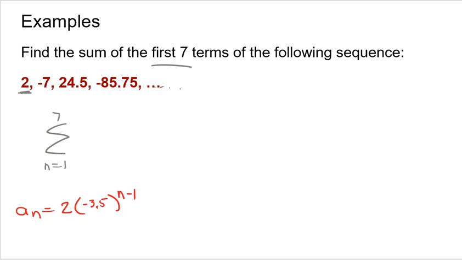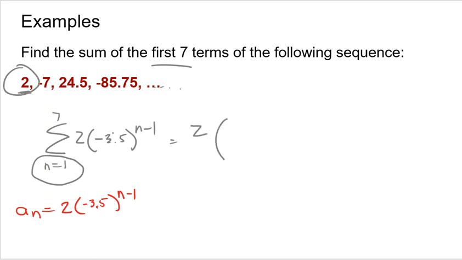All right, so here I go. Let me go back to my summation notation. So I'm adding up the first through the 7th term of the formula 2 times negative 3.5 to the n minus 1. Now I just got to use my formula. So again, it starts off with the first term. The first term I care about is the first term, which again, I could look to see that it's 2. Or I could plug 1 in. 1 minus 1 is 0. Negative 3.5 to the 0 is 1. 1 times 2 is 2.